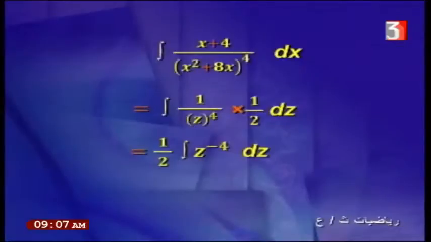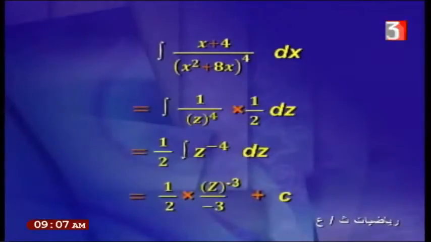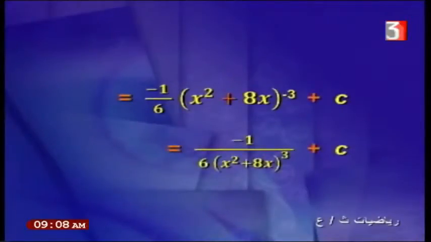Then the integration of z to the power negative 4 equals z to the power negative 4 plus 1, which equals negative 3, divided by the new power negative 3, plus the constant c. Now the integration equals negative 1 over 6 multiplied by z to the power negative 3, where z equals x squared plus 8x, all to the power negative 3 plus c. Or the integration equals negative 1 over 6 multiplied by (x squared plus 8x) between two brackets, all to the power 3, plus the constant c.